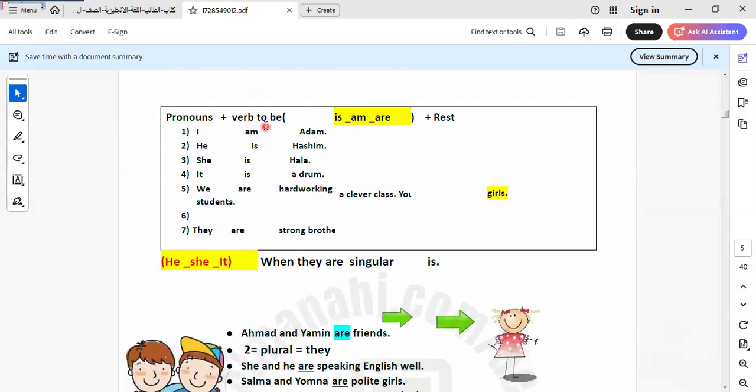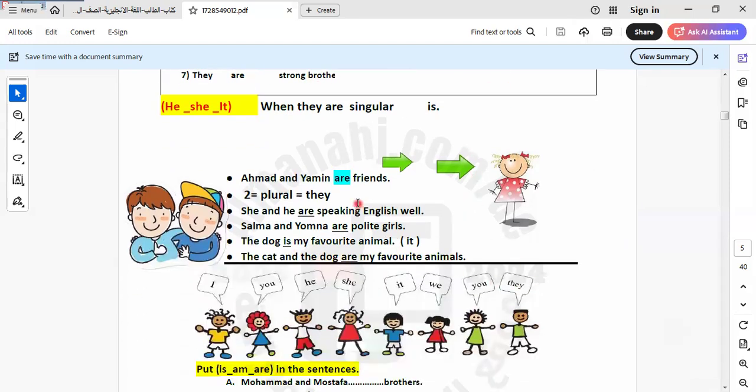Here we have pronouns using the verb to be. The verb to be is used with pronouns. I takes am. He, she, it take is. You, we, they take are. So this is the verb to be with the pronouns. I takes am. He, she, it take is. You, we, they take are. Let's go to another item here.